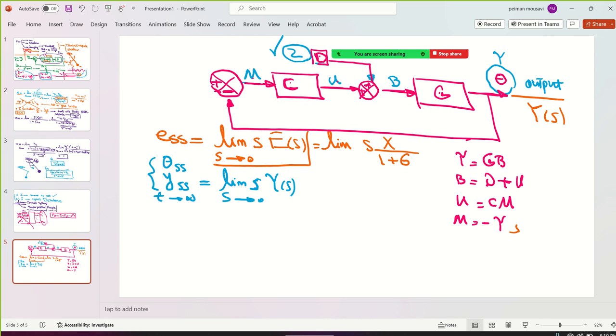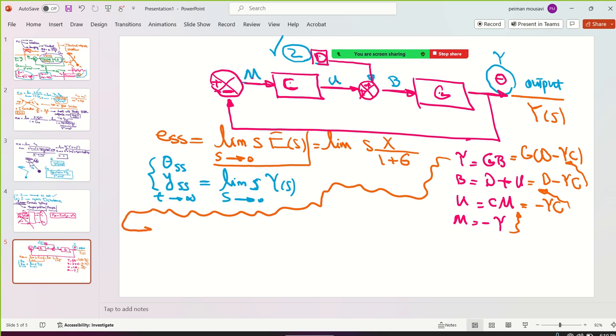So I'm gonna implement this here. So you're gonna be minus YC. And I'm gonna put this here. This is gonna be D minus YC. And I'm gonna put this here. This is gonna be G D minus YC. And now I'm gonna take this out. I'm gonna find Y of S. Y gonna be 1 moving to the other side. GC, as we had previously, remember?